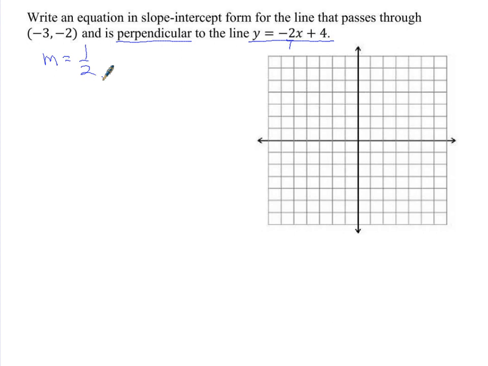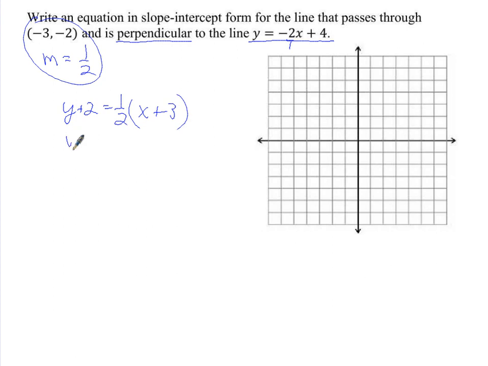You have to see that word perpendicular, and you have to think opposite reciprocal. Once you do that, it should help you remember that that negative 2 turns into a positive 1/2. And as soon as you've done that, all the information you care about is sitting right there. The point and the slope. Put it in point slope form. Y minus negative 2, so y plus 2 equals 1/2 times x minus negative 3, so x plus 3.